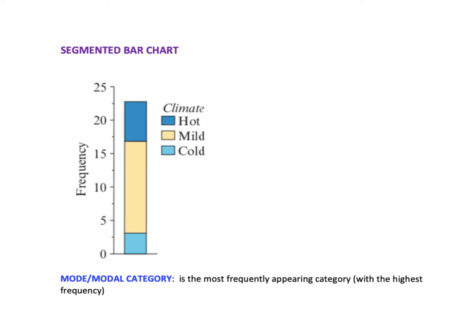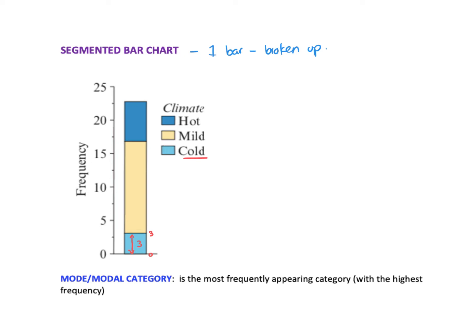So we can also have a segmented bar chart. So you just have one bar, and that's broken up. What you have to be aware of is that this section here indicates the cold climate, and because it goes from 0 up to, I think it was 3, you know that this one has a frequency of 3.